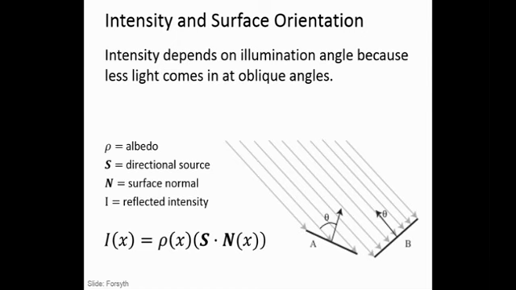Times, this s is the direction of the source times its intensity. So if it had an intensity of 1, then the length of s would be 1. If it has an intensity of 10, then the length of s will be 10. Times the normal of the surface, and this is just a unit vector. So s is dot producted with n. So if you do (a, b) dot (c, d), that's ac plus bd.